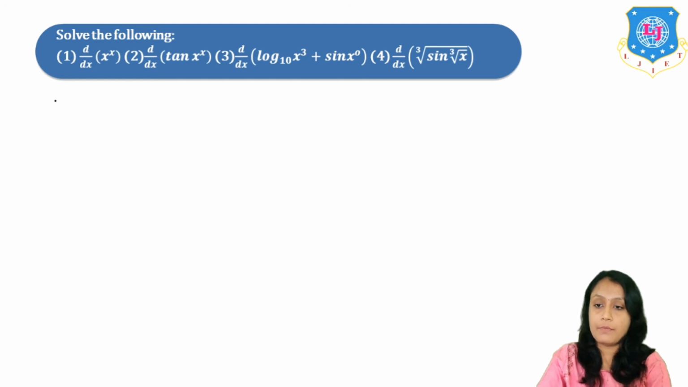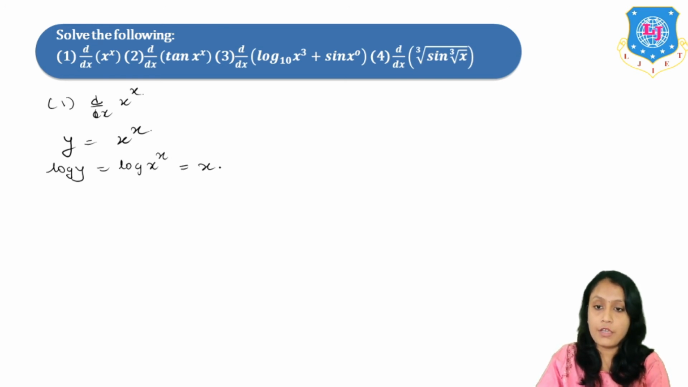The first example, we need to find d by dx of x raised to x. So we'll take y as x raised to x. Now firstly we'll apply log to both the sides. So you will get log y is equal to log x raised to x. Now apply the log property. So here we have x log x. Now we'll apply derivative.